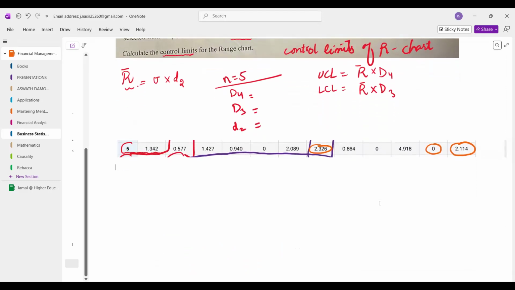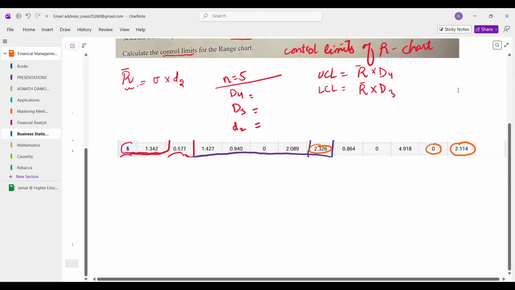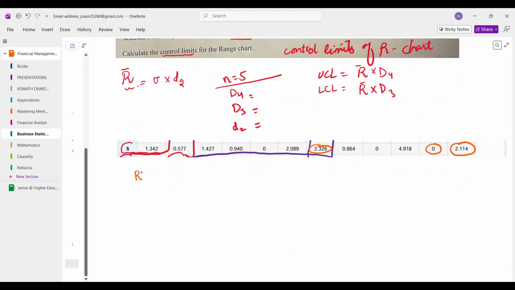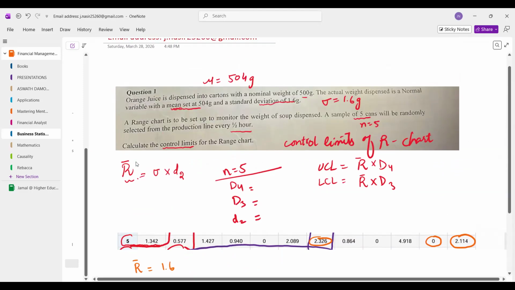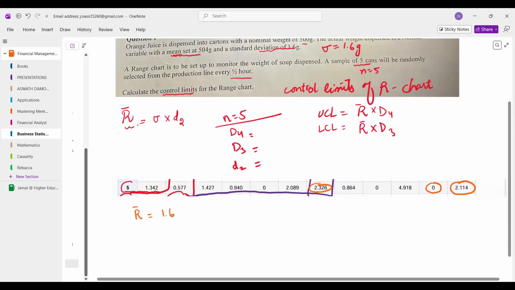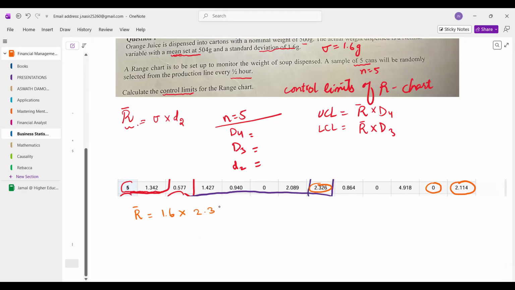Now, can you make the calculations? To find the R bar, what do I do? My standard deviation is 1.6, according to the question, 1.6 grams. Multiply, what was my d2? My d2 was 2.326. That would give me my R bar.